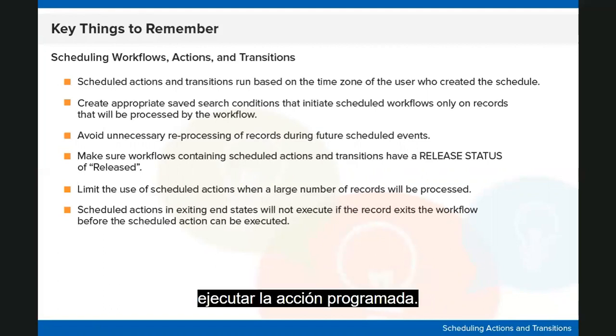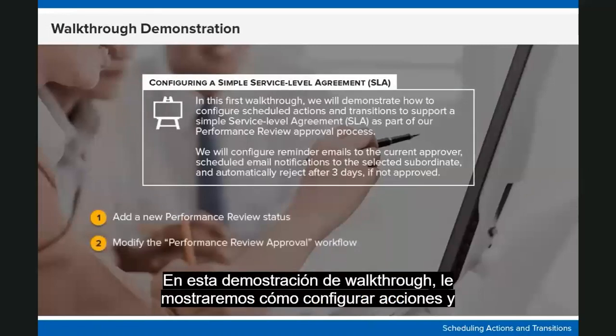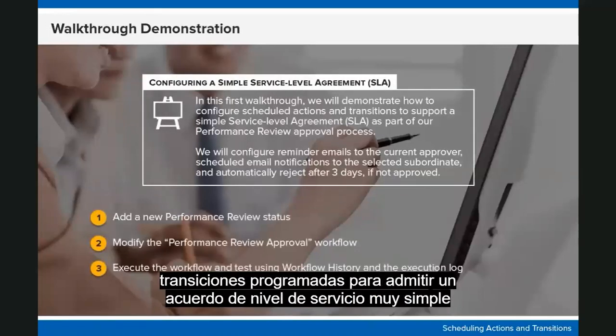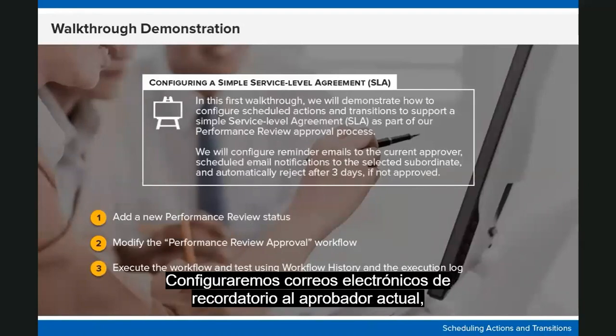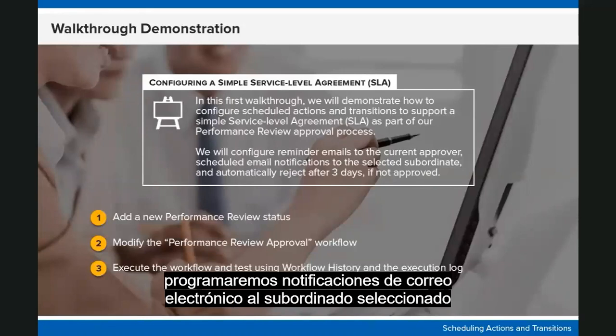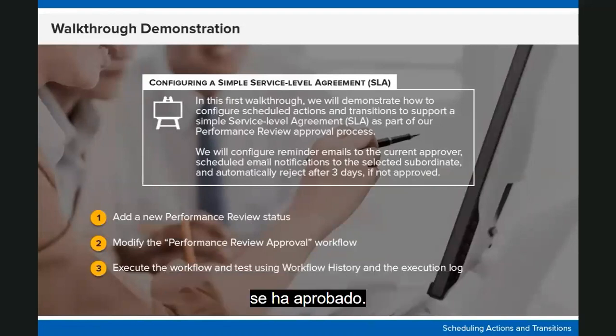In this walkthrough demonstration, we will show you how to configure scheduled actions and transitions to support a very simple service level agreement as part of the performance review approval process. We will configure reminder emails to the current approver, scheduled email notifications to the selected subordinate, and then automatically reject after 3 days if the record has not been approved.